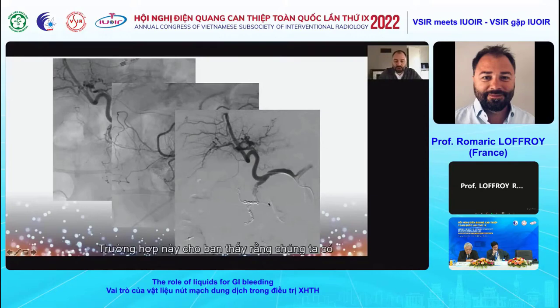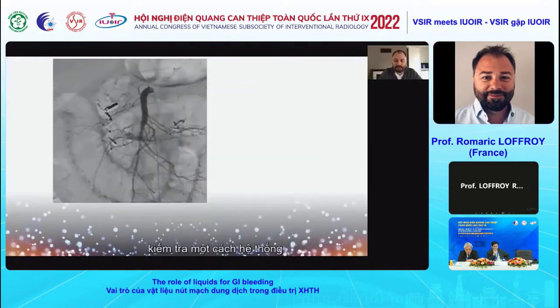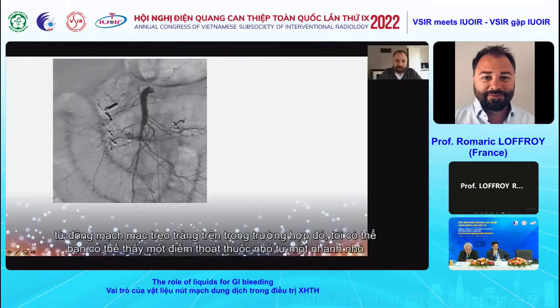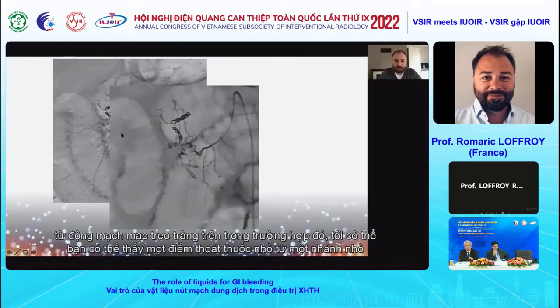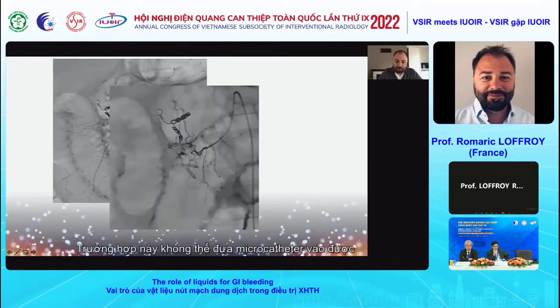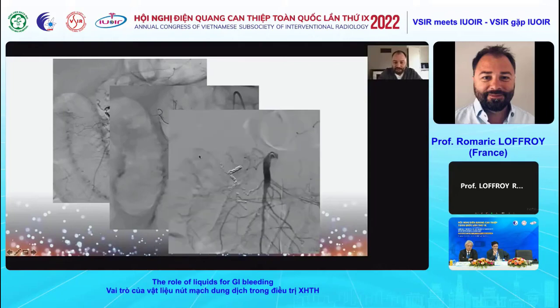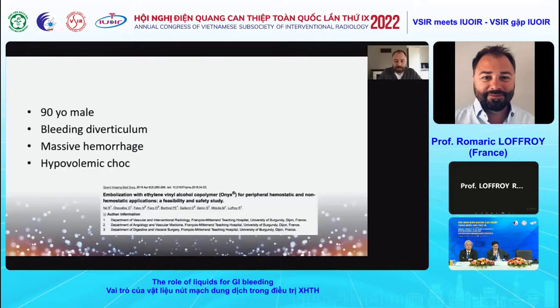And this case is to show you that we have to systematically check the potential backdoor bleeding from the SMA. In that case, you can see a small extravasation from a small branch, and it was impossible to put the microcatheter more distally. So, of course, in that case, liquids are very interesting to reach the bleeding point from the tip of the microcatheter with, again, a 1-to-1 ratio, and we can use very aggressive embolization in this area to avoid any bleeding because of collaterals.